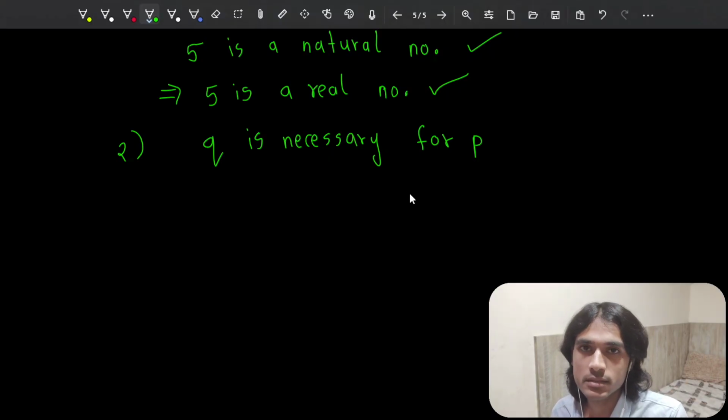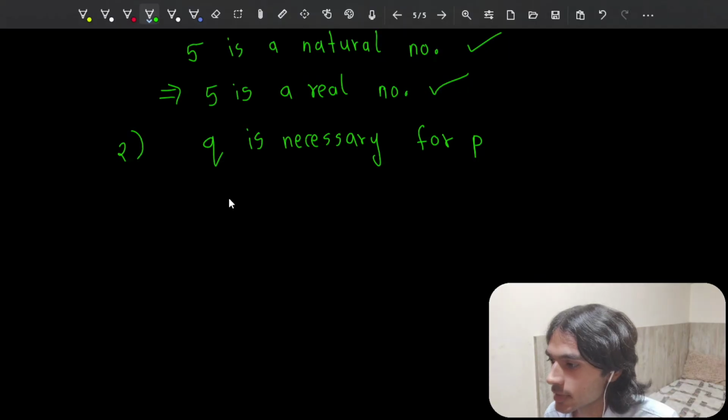So if somehow we realize this, without finding anything about P, suppose we find out that Q itself is not true, that would imply the P is not going to be true either. So let me just take an example.